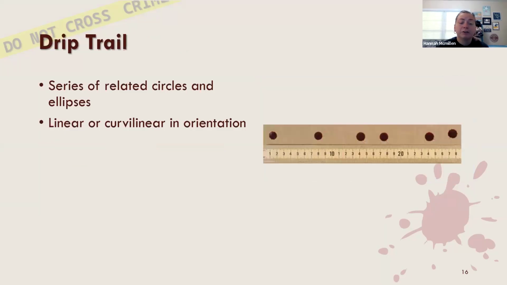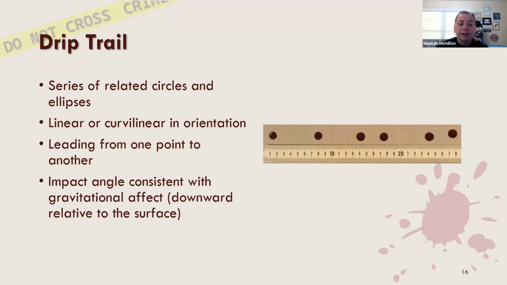For our drip trail, these are a series of related circles and ellipses. Again, we're following the spatter stains in a linear or curvilinear orientation. They lead from one point to another, and the impact angle is consistent with gravitational effect, so downward relative to the surface. So let's say I might be walking, I could have blood that's dripping down my arm, and as I'm walking or moving, it's just dripping from the point I started at, the point I might have cut myself, to the point that maybe I got to a sink, maybe I got to bandages, what have you. So it's just identifying the direction of motion from one end to another.